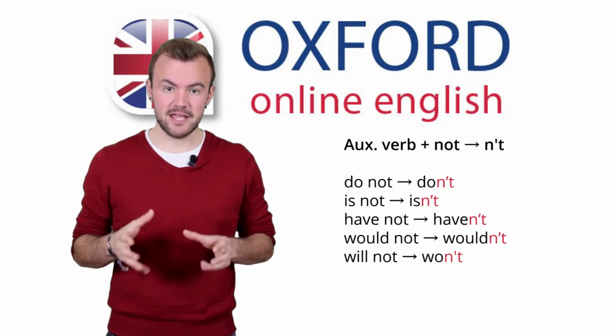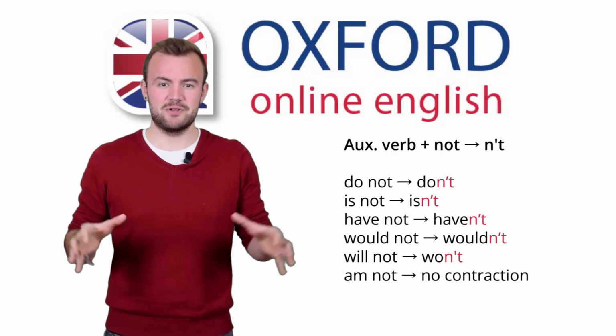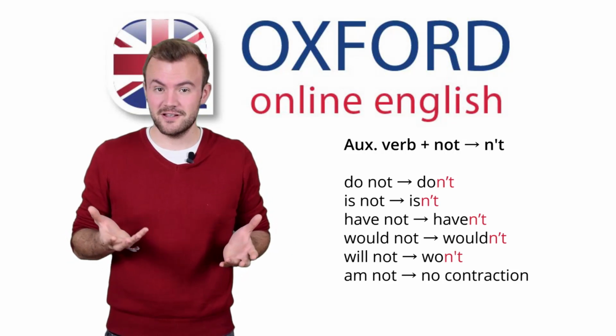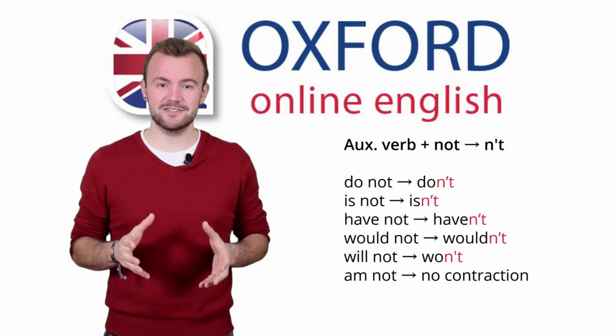Also, you can't make a negative contraction with am not. You can't say amn't. Why not? I can't even say amn't. Saying amn't is really difficult. That's why.